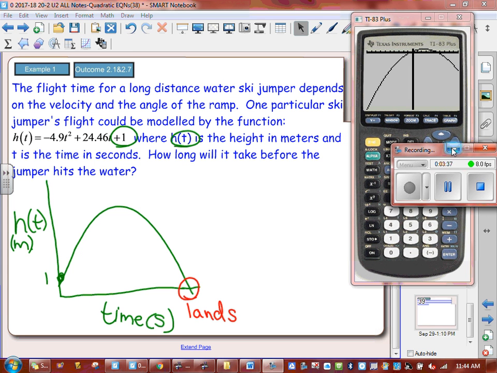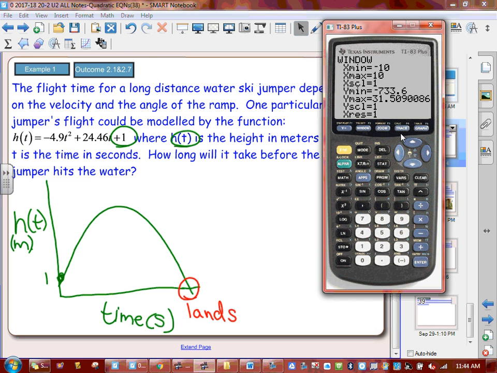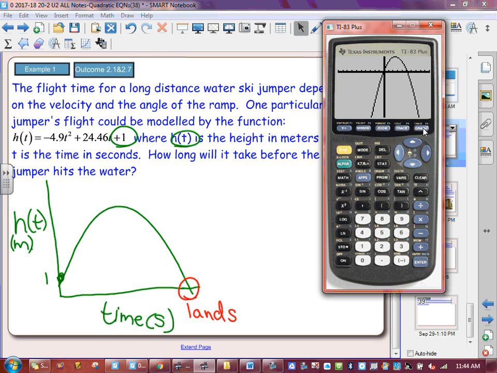All we're going to do is find the X-intercept. So I'm just going to move my graph up a little bit. I'm going to make my Y minimum lower. Like my Y minimum is at 733. So I'm going to make it lower, maybe to negative 100. And then my top being at 31 is fine. So now we're just going to hit graph. There we go. That's a better graph. You just got to play with your windows.